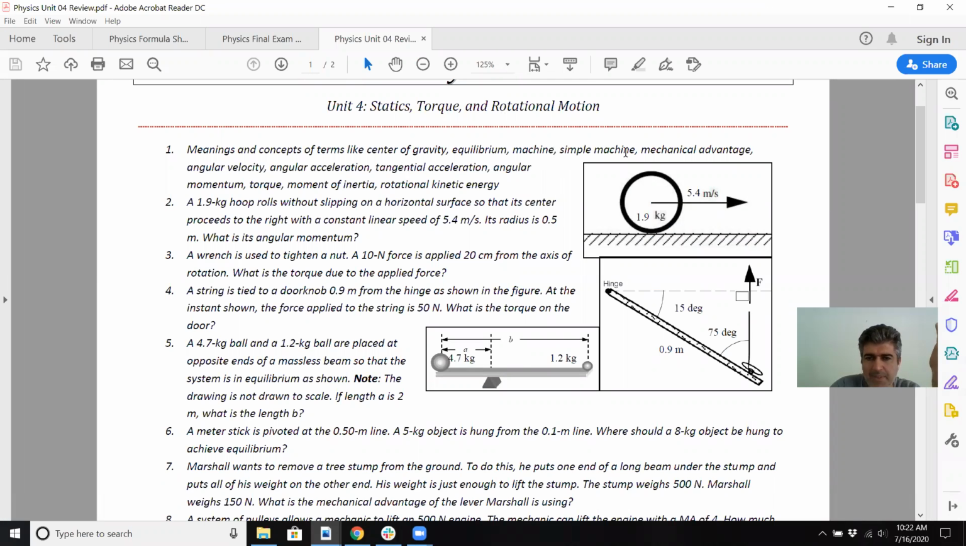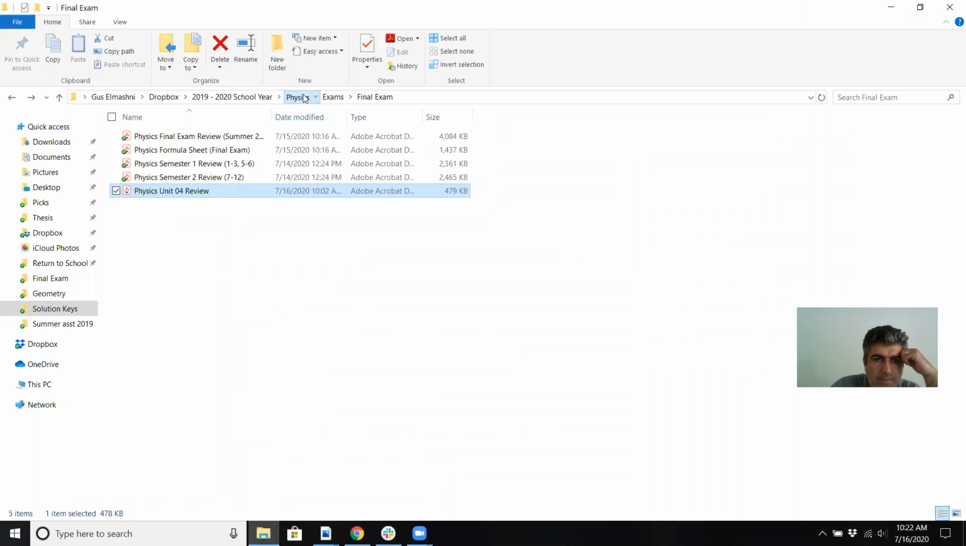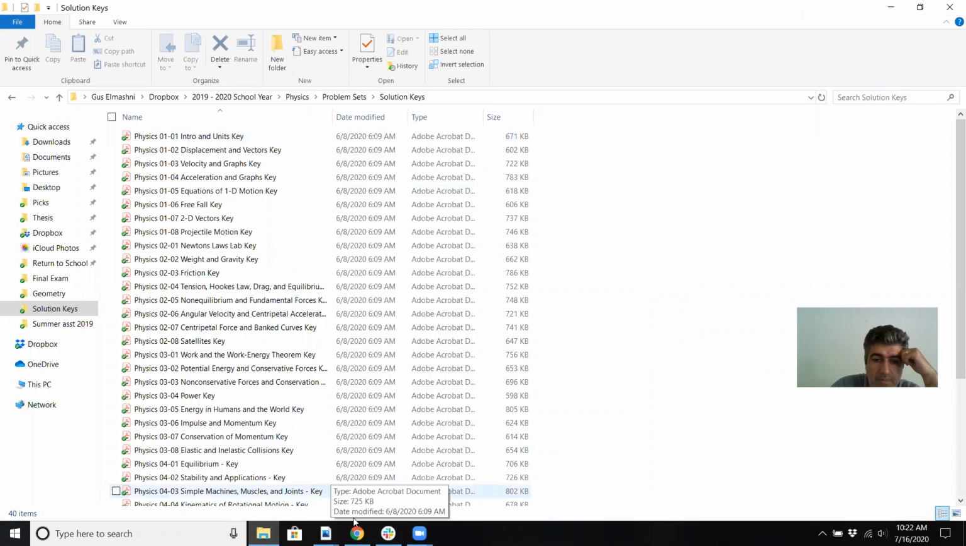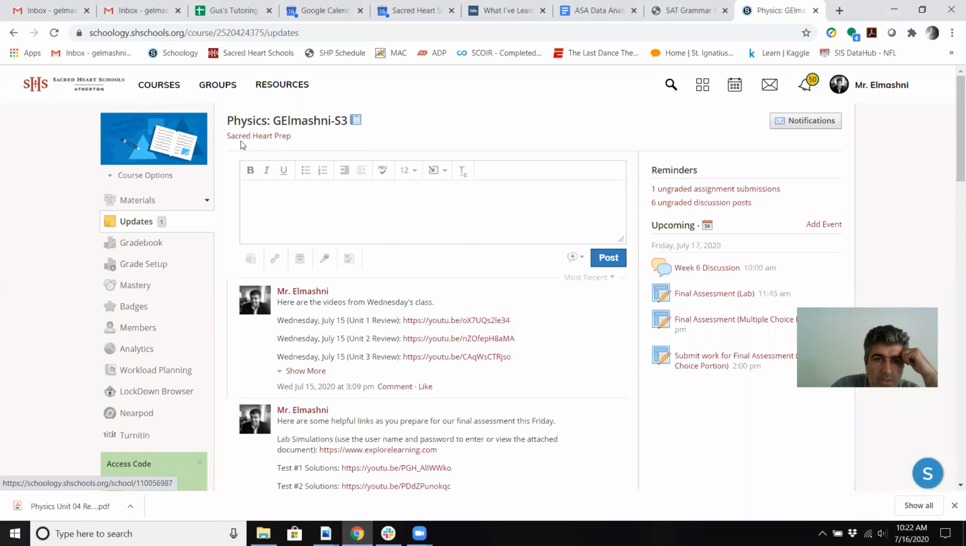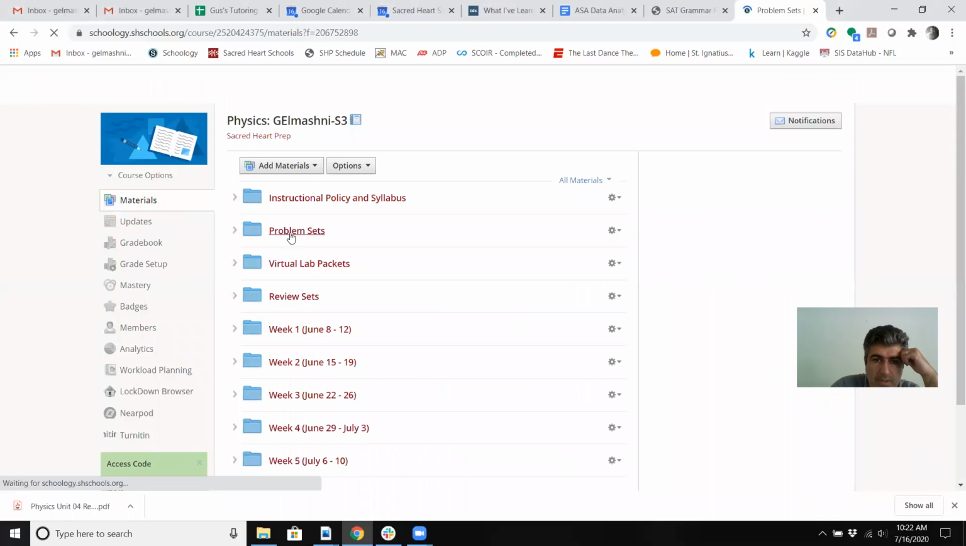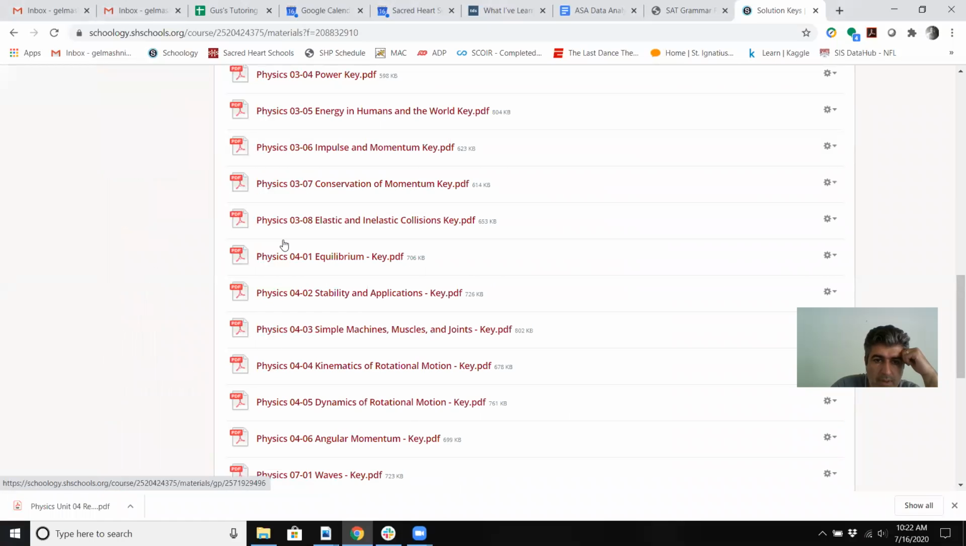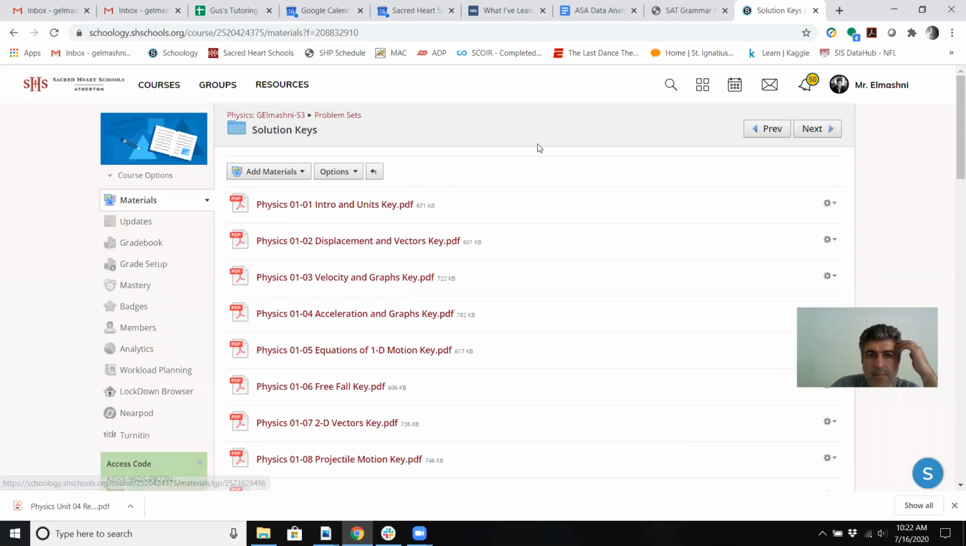We didn't really get into that great detail, but if you click on your notes, problem sets, and solution keys, that's in Schoology. Go to Schoology, click on problem sets, then click on solution keys, and it's all right there. Everything you need is right there.